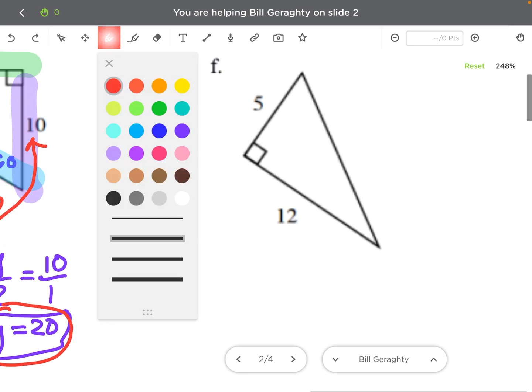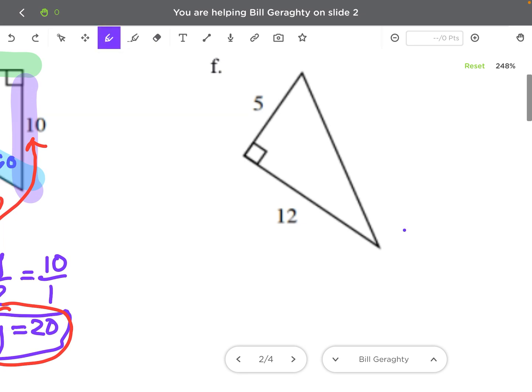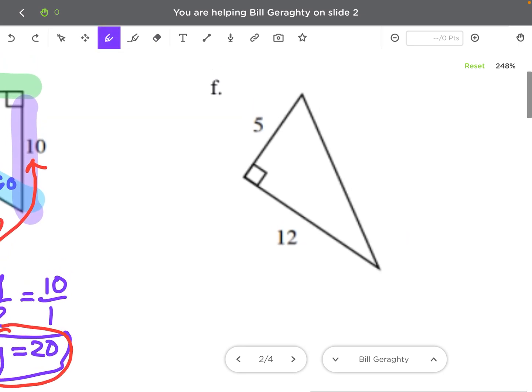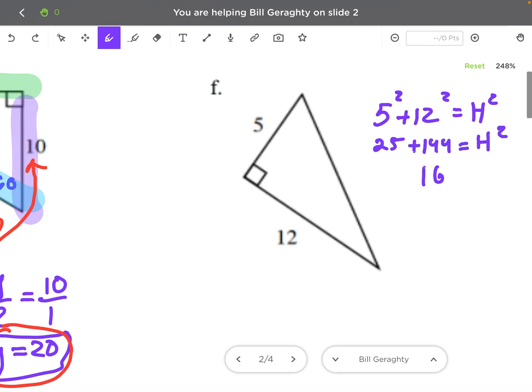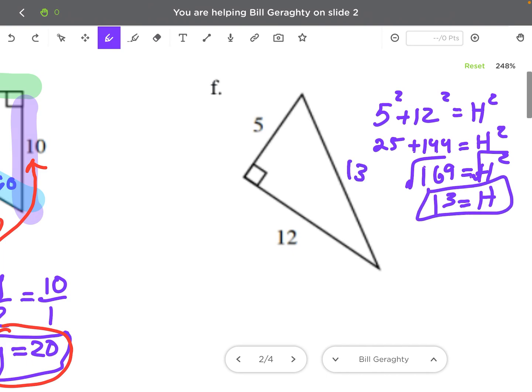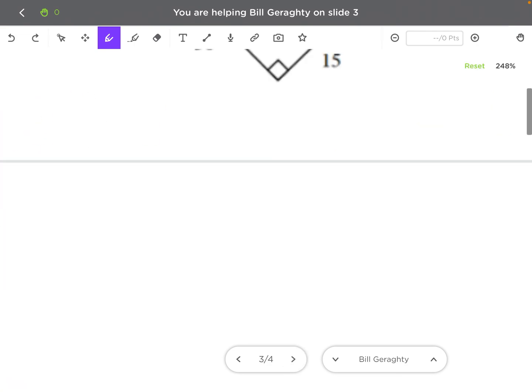Okay, so let's go ahead and look at this one. So I don't see any angle measure, so I'm going to go ahead and do Pythagorean theorem. Leg squared plus leg squared equals hypotenuse squared. 25 plus 144 equals h squared. 169 equals h squared. And take the square root of both sides to get my h equal to 13. So I see 5, 12, and 13 for this problem.